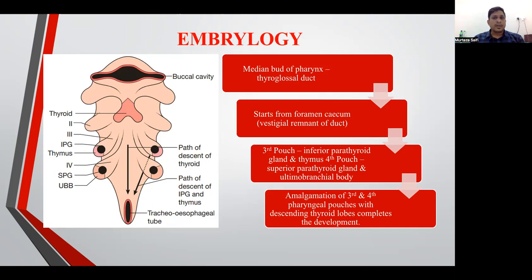Then the third pouch forms the inferior parathyroid gland and thymus, and the fourth pouch forms the superior parathyroid gland and ultimobranchial body. So these are the pouches which give rise to the different structures. Then the amalgamation of the third and fourth pharyngeal pouches descends to the thyroid lobe and completes the development.